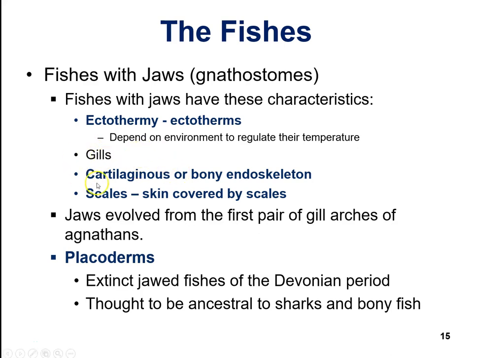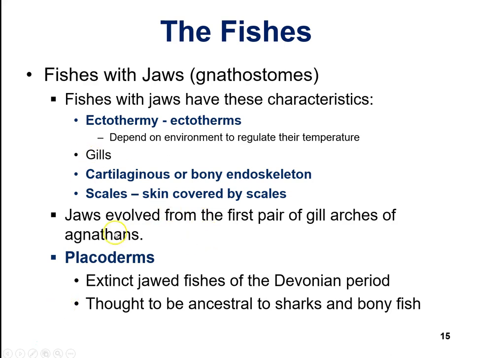They have gills. They can have a cartilaginous or a bony endoskeleton, so a skeleton made out of cartilage or a skeleton made out of bone. They have scales. And I'm going to show you a picture in a second that shows where the jaws are believed to evolve from. In those jawless fishes, those agnathans, it's believed that jaws evolved from this first pair of gill arches. Honestly, I'm not really going to ask you much about that.